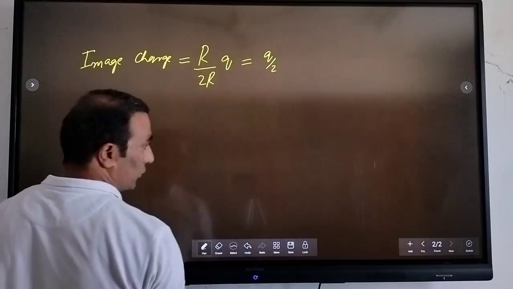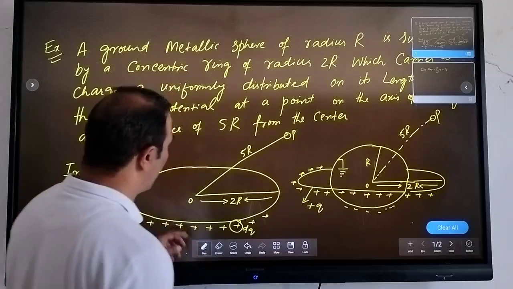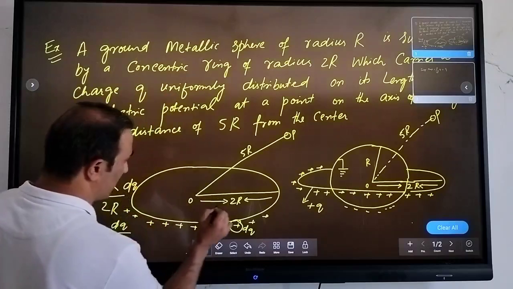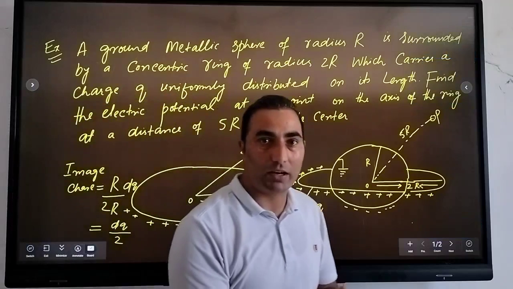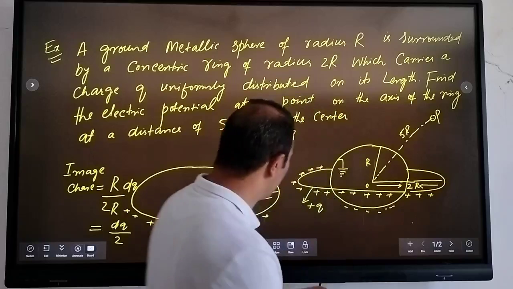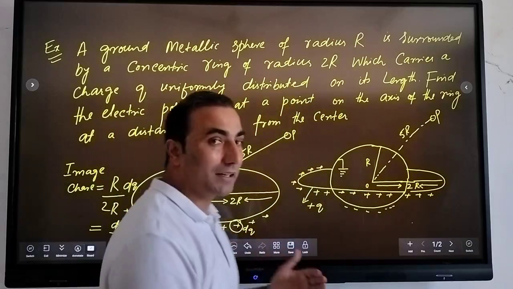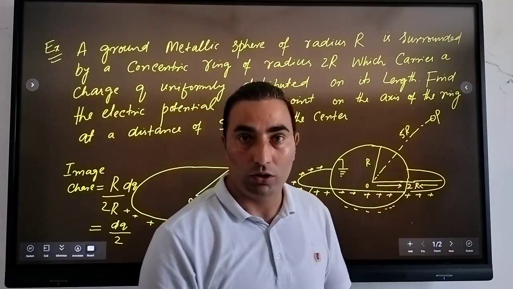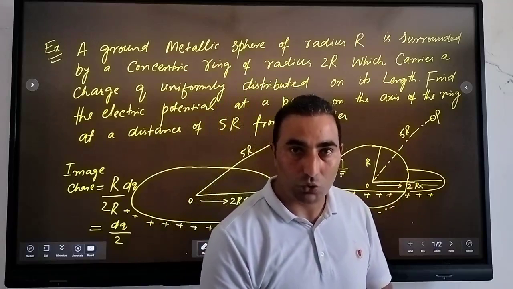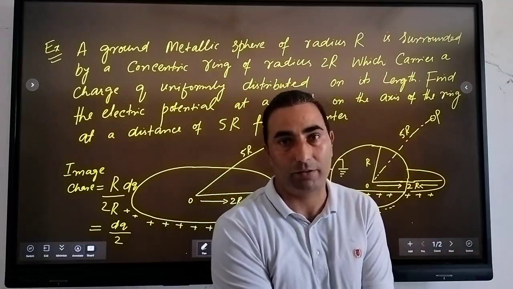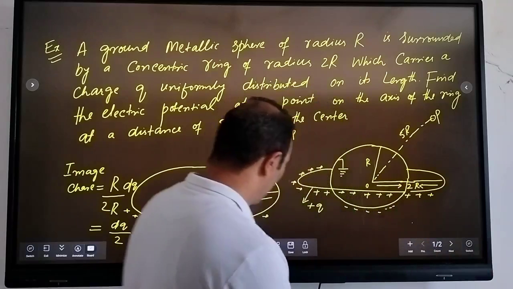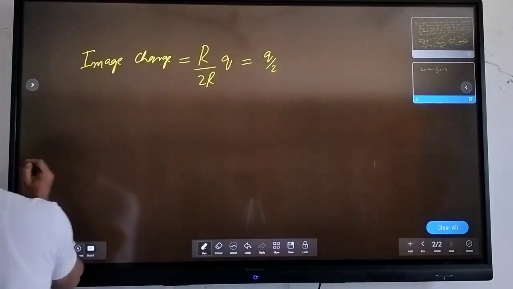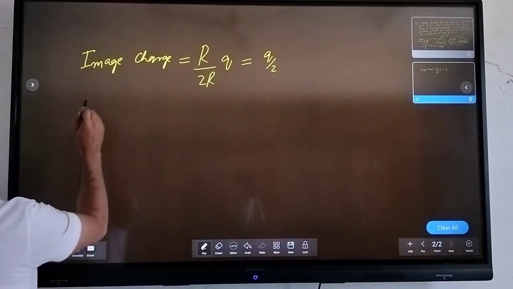So that means here on our concentric ring, we have to place an image charge at some point. How much charge do we have to place? We have to place minus q by 2, right. So minus q by 2 amount of charge has to be placed. Now we have to see at what distance we have to place this minus q by 2 charge so that we can have that equipotential surface at that point. So we have to see at what distance.